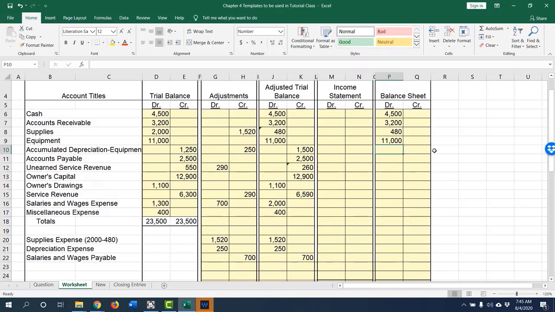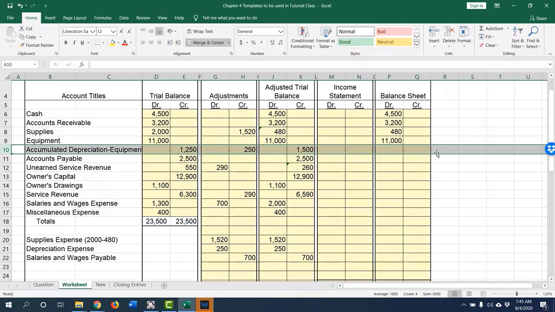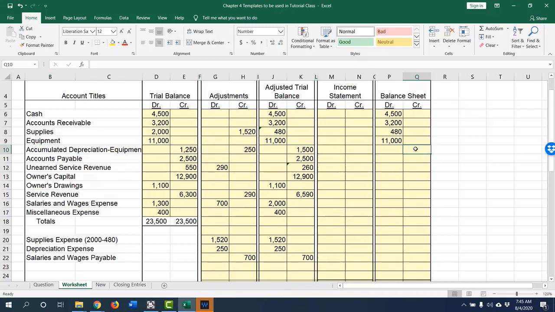Accumulated depreciation. Can you remember which type of account it is? Certainly, it is not a revenue or expense account. It is a contra asset account. So an asset account goes to the balance sheet. A contra asset account also will go to the balance sheet. So the accumulated depreciation balance will go to the credit side of the balance sheet. Since it is on the credit side in the adjusted balance, it will remain on the credit side. Accounts payable. Same, it is a liability and it has a credit balance. So we'll write it on the balance sheet side of the worksheet. So 2,500, we'll write it on the balance sheet side.